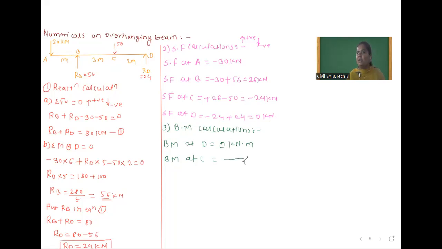Okay, we will draw the span here. This is 24 and this is 2 meters. This is our C point. So this 24 pushes upward. So 24 into 2, which is equal to plus 38 kilonewton meter. After that, we will calculate bending moment at B.